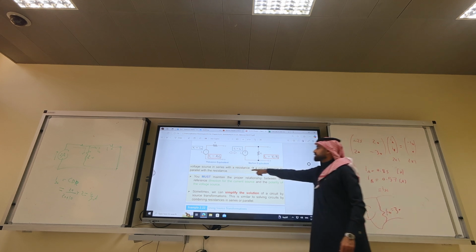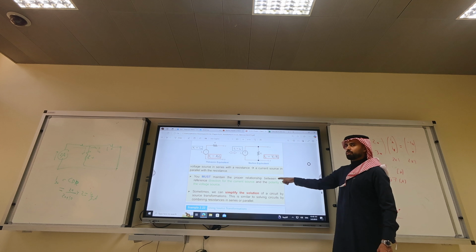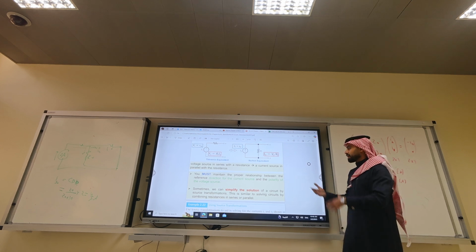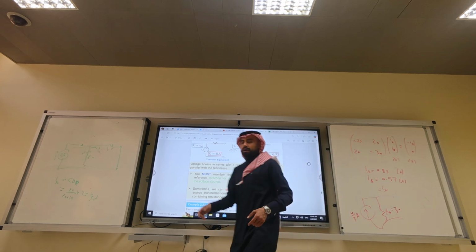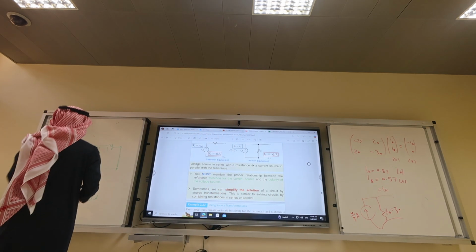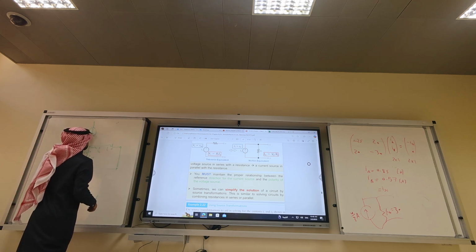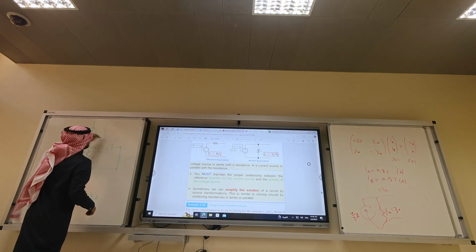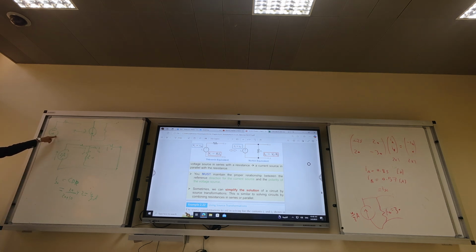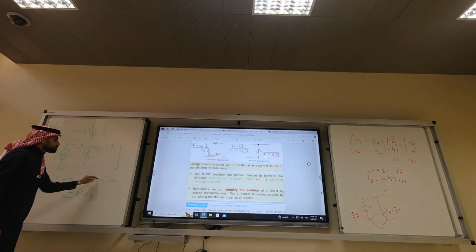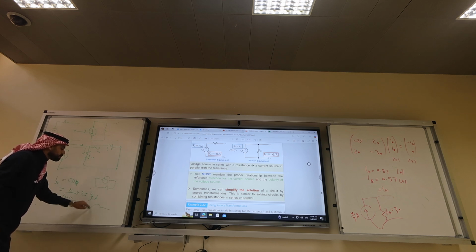A voltage source in series with a resistance will be converted to a current source in parallel with the resistance. You must maintain the proper relationship, the direction of the current. So if you have, for example, a current source that's going this way, to replace it with Thevenin, it has to be a voltage source, negative plus, in series with the resistor. If you have an arrow from left to right in parallel with the resistor, you can replace it with minus plus and then a resistor.